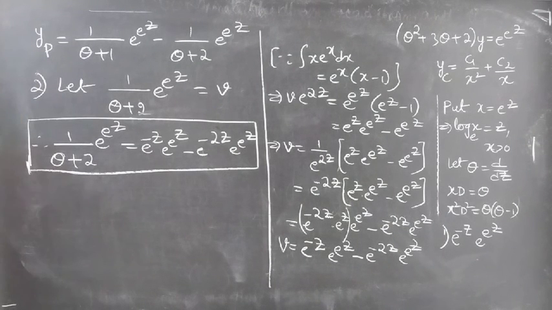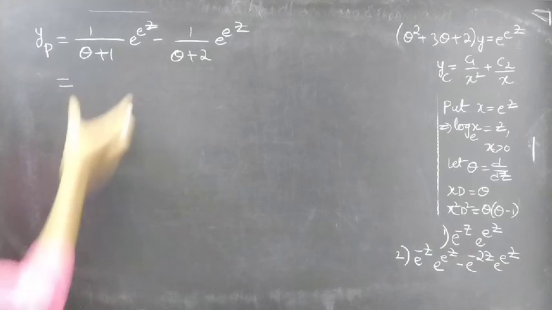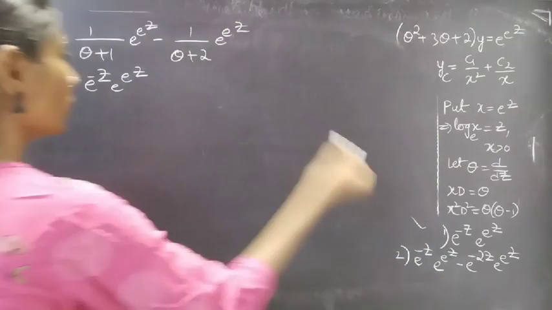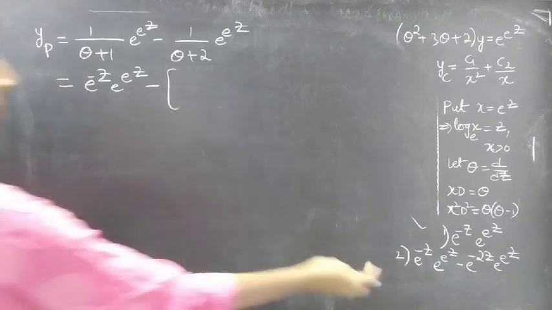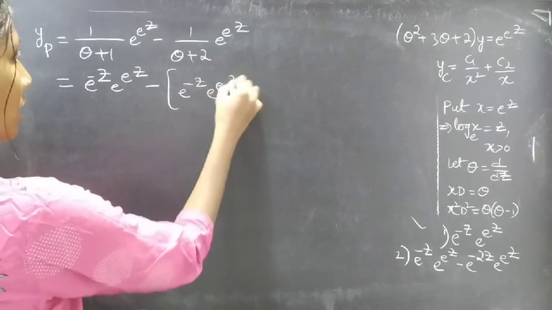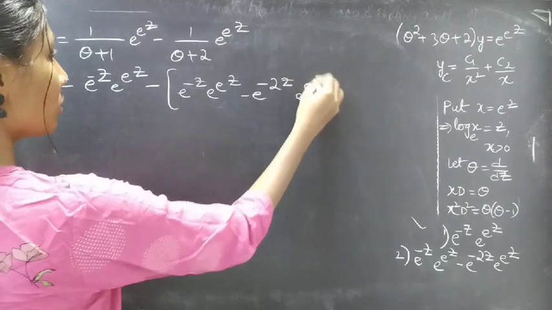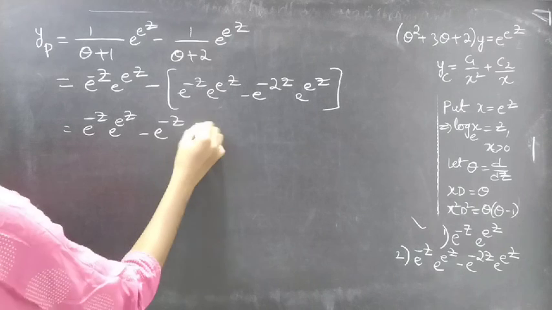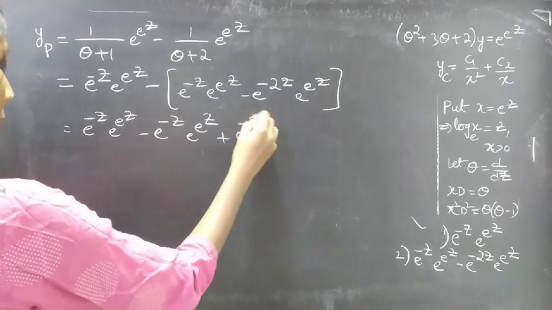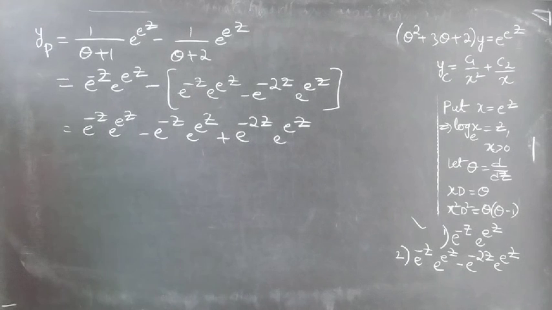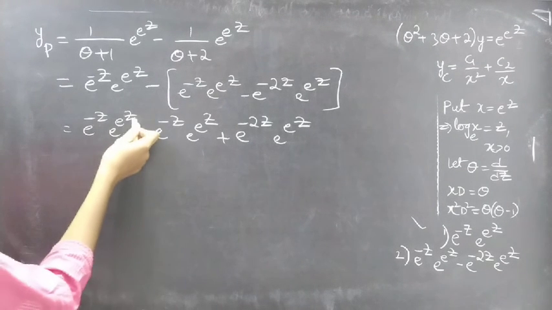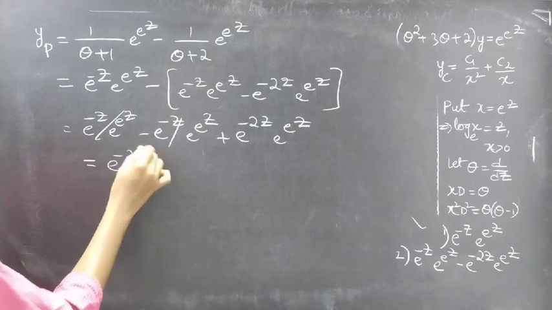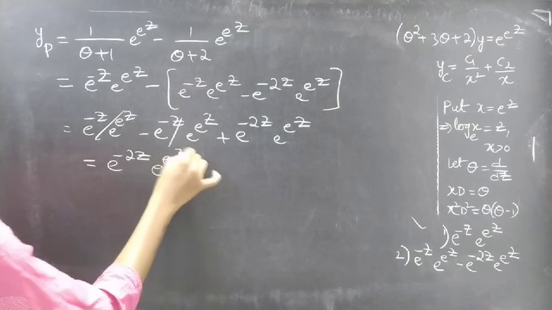Now coming to yp. Yp becomes the result obtained from the first term, e power minus z into e power z, minus the result obtained from the second term, e power minus z into e power z minus e power minus 2z into e power z. Then yp becomes e power minus z into e power z minus e power minus z into e power z plus e power minus 2z into e power z. The terms e power minus z e power z and minus e power minus z e power z get cancelled, and yp equals e power minus 2z into e power z.